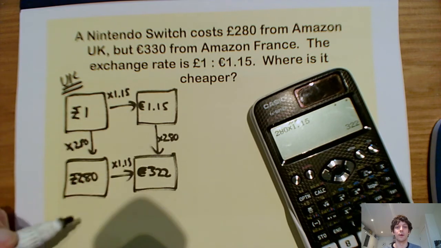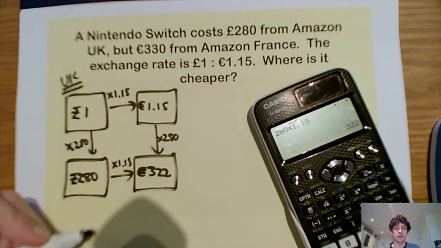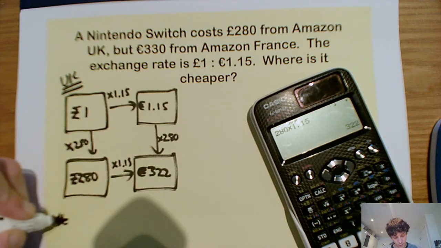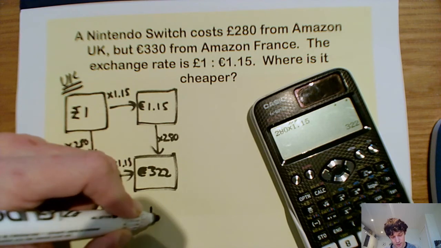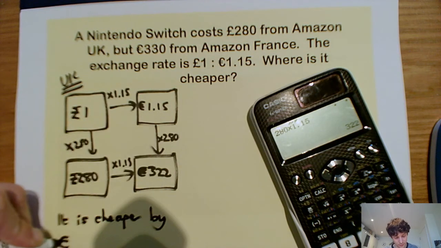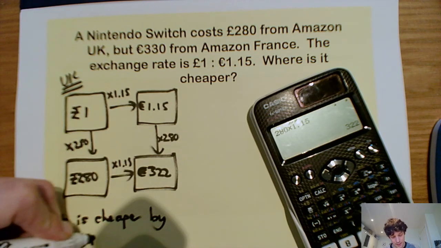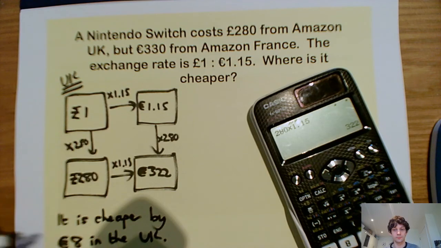When I convert that amount into euros, well, that is less than how much it is from Amazon France. So I would say it is cheaper. How much is it cheaper by? 330 euros to 322. That's a difference of 8 euros. So it's cheaper by 8 euros in the UK.